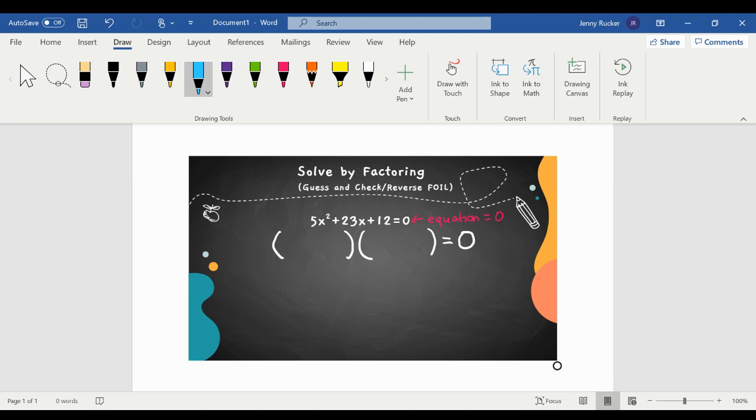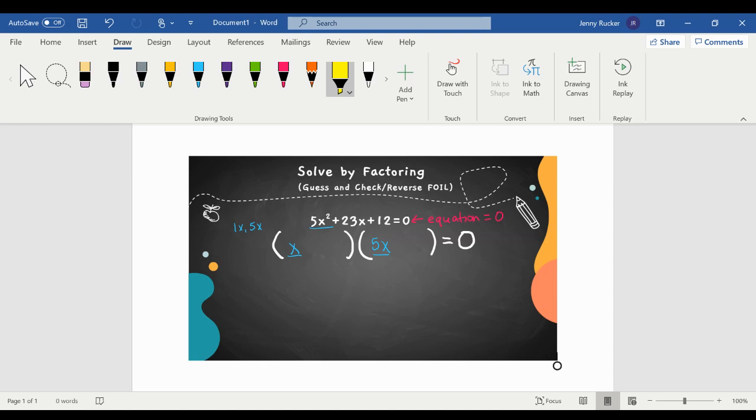When we FOIL, we do first times first, and we should create a product of 5x squared. So the factors of 5x squared are 1x and 5x. So I'll place those in the first positions. Now we need to figure out our signs.